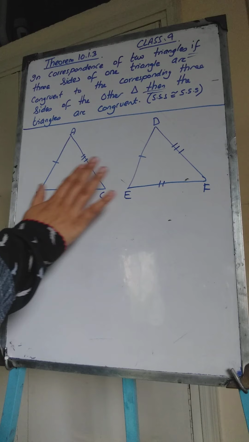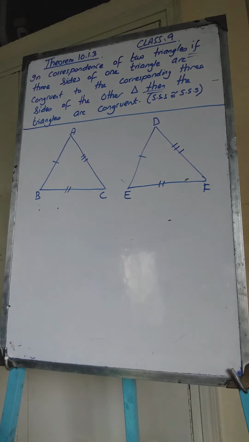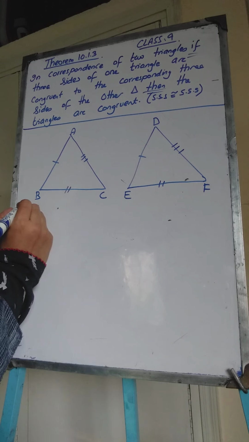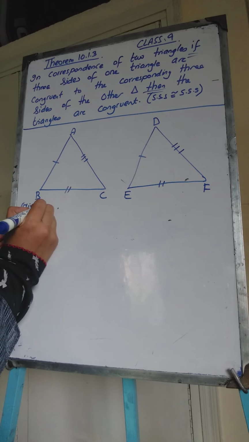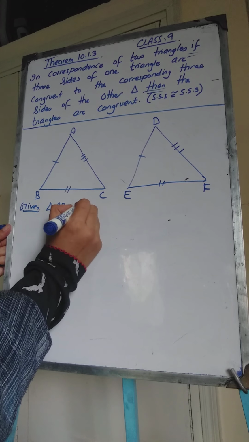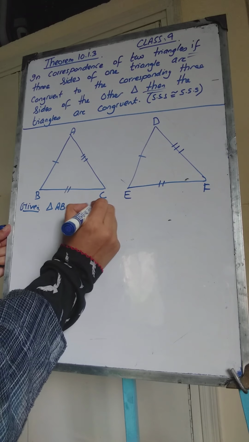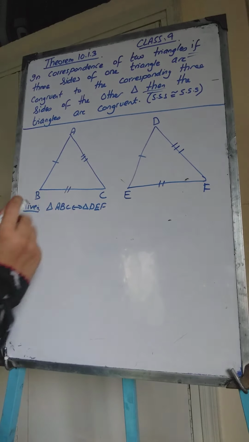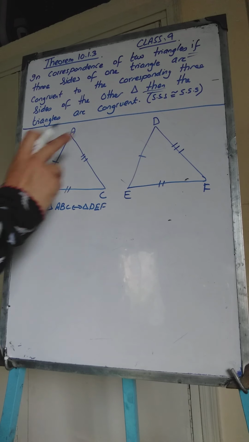So we are talking about two triangles, and let us take a correspondence between them. It means you have named them in a manner. Let this be the correspondence between the two triangles.